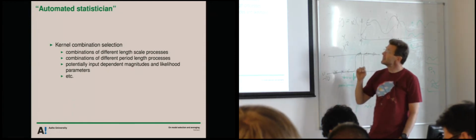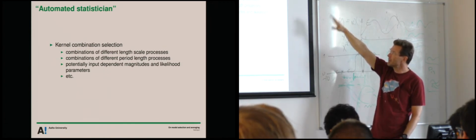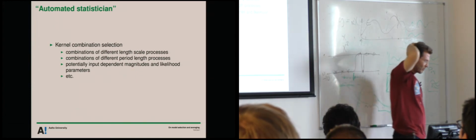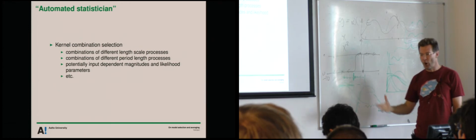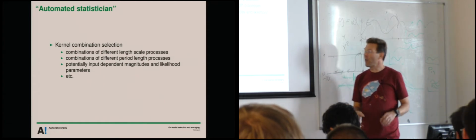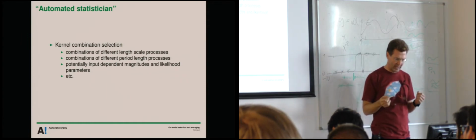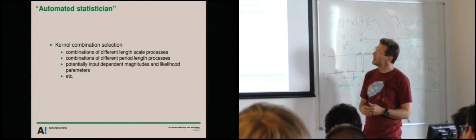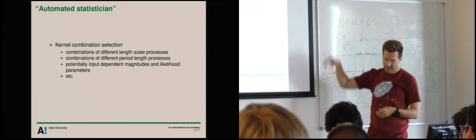the birthday example is a good example that we would like to find combinations of different length scale processes, combinations of different period length processes. In that birthday example, I did this work manually. Of course, it was also easy to know that there are yearly period and weekly period. But then one example where this kind of automated statistician was used was the sunspot activity. There's no period in a way known beforehand, and so on.